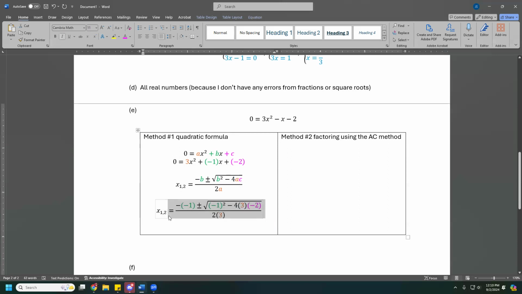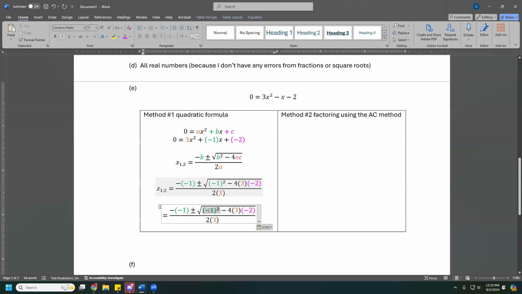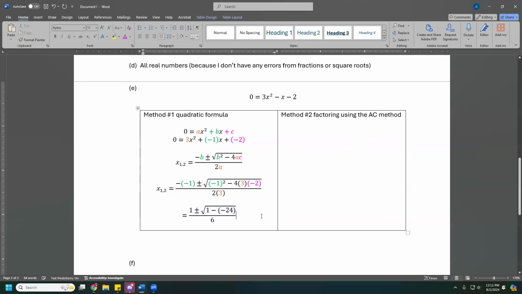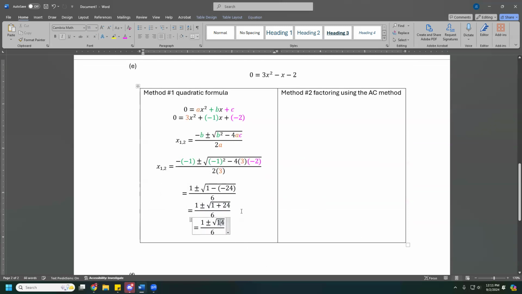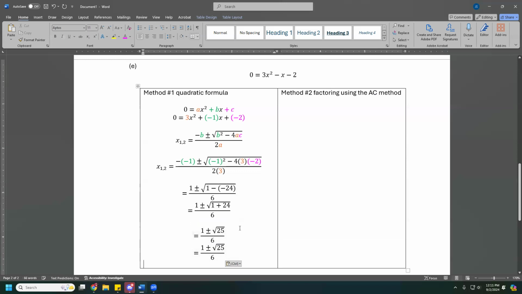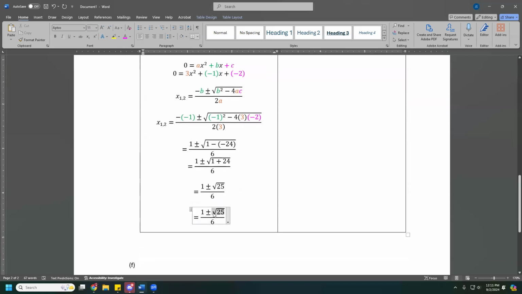Now I very carefully have to simplify this to get a number out of it. So negative 1 squared is 1. 4 times 3 is 12. Times negative 2 is going to be negative 24. 2 times 3 is 6. In the front here, I have negative negative 1. The negatives cancel to give me positive 1. So again, I'm going to keep going. Negative negative is really plus. Okay. 1 plus 24 is going to be 25. All right. Finally, square root of 25 is 5.